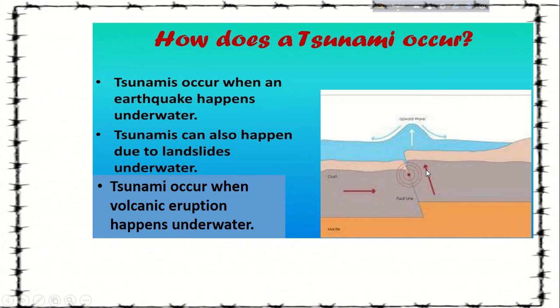It is the interior portion of the earth. From the mantle zone the volcanic eruption occurs, and in the lithospheric zone the earthquake occurs. So a tsunami occurs when an earthquake happens underground. Tsunamis can also happen due to landslides underground, and a tsunami occurs when a volcanic eruption happens underground.